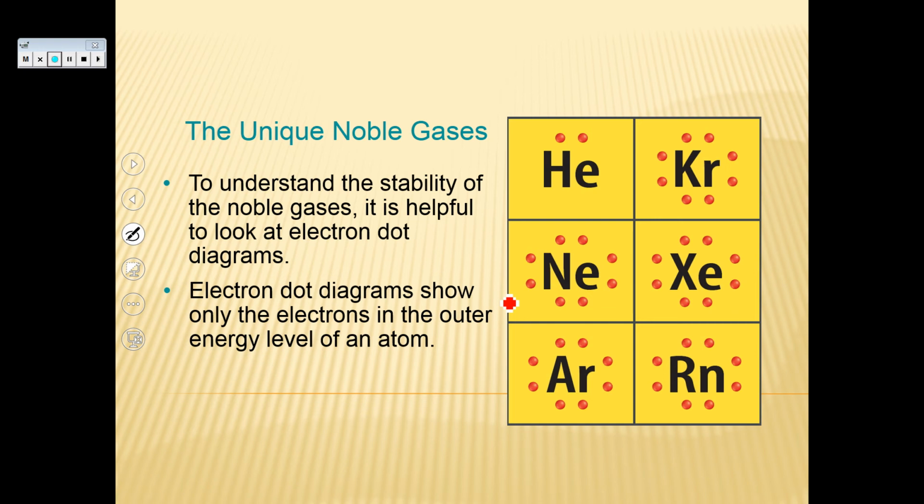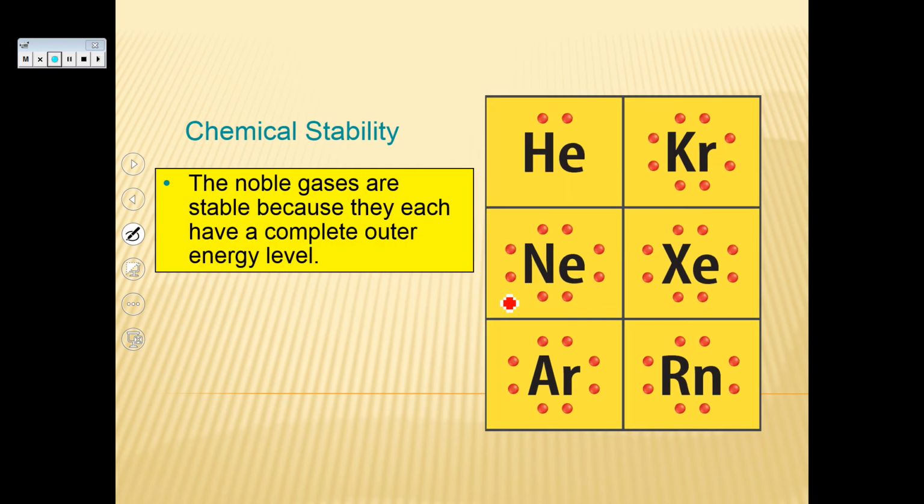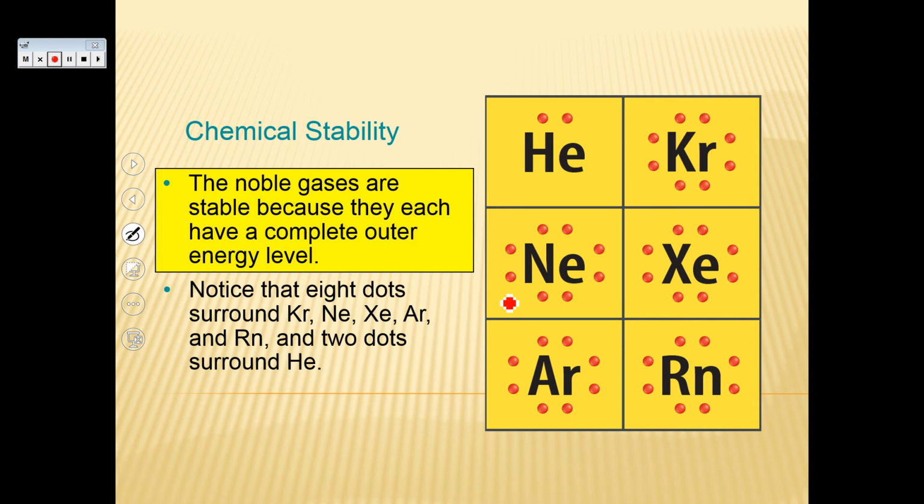Electron dot diagrams show only the electrons in the outer energy level of the atom. The noble gases are stable because they each have a complete outer energy level of 8. Helium is the exception with 2, but in the first ring, a full first ring has, I'm sorry, 2 electrons. Notice that 8 dots surround krypton, neon, xenon, argon, and radon, and 2 dots surround helium.